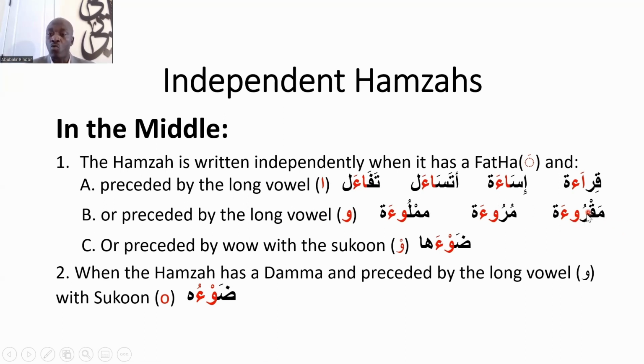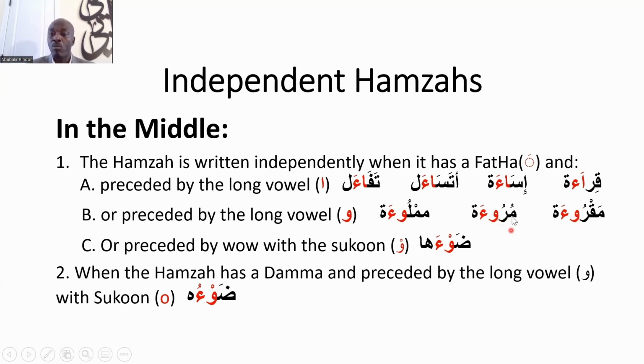Maqru'ah is "read." Something is being read by someone; if I read a book, the book will be maqru, kitab maqru. Something that is being read. But here I can tell you something is feminine. That's why the Hamza is sitting here in the middle and then the ta marbuta. Maqru'ah. So the Hamza has a fatha and is preceded by the long vowel waw.